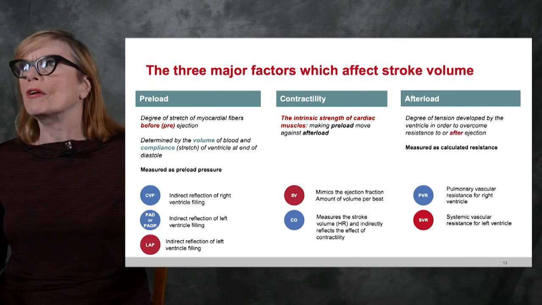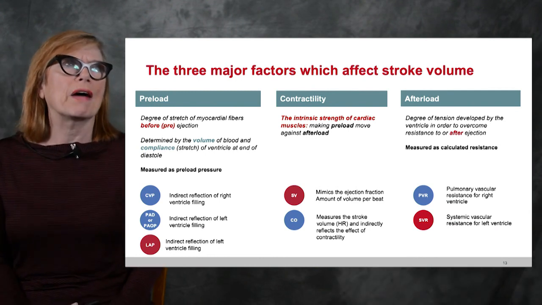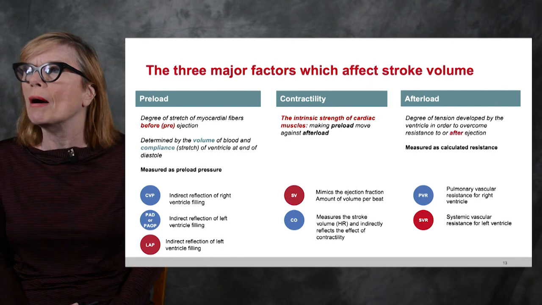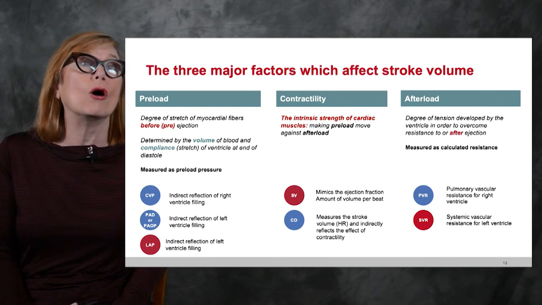Okay, so what are the 3 major factors that affect our stroke volume? I've said how important this is. Well, first of all, your volume. Well, we can't measure your volume. So what we measure is the column of pressure related to ventricular filling. That's known as preload pressure.